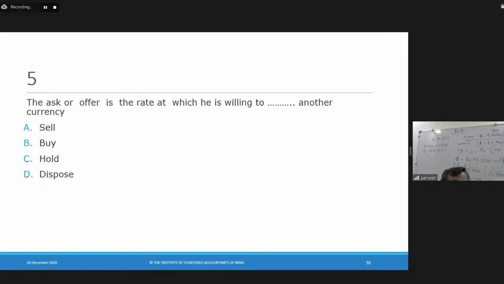The ask or the offer is the rate at which he is willing to dash another currency. Sell, buy, hold, dispose. Since you have done your fourth question well, the fifth is a very simple one. The ask or offer is the rate at which the dealer is willing to sell the currency. So if bid is buying, then ask is selling.